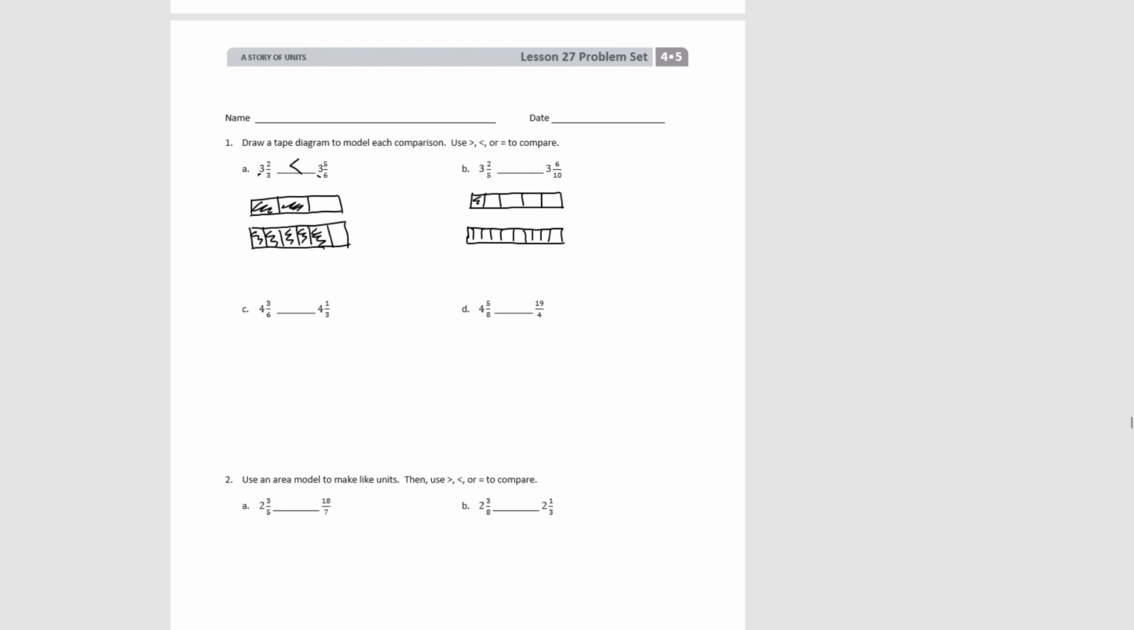So we have 2/5. We have 6/10. And it looks like 6/10 is greater than 2/5. We could further check by dividing the fifths into tenths, and we'll see that 2/5 is equal to 4/10. And this is 6/10. So 3 2/5 is less than 3 6/10.